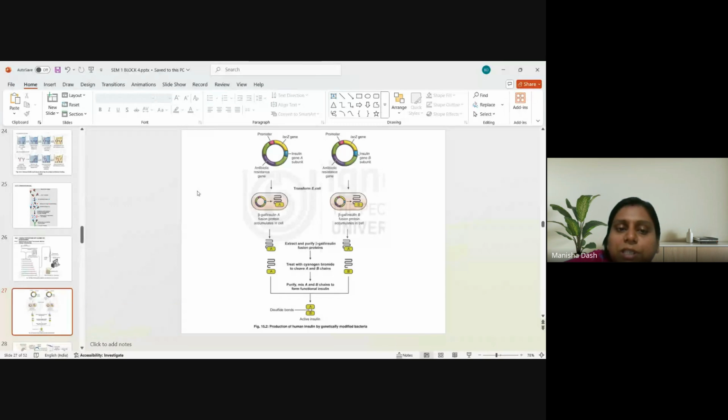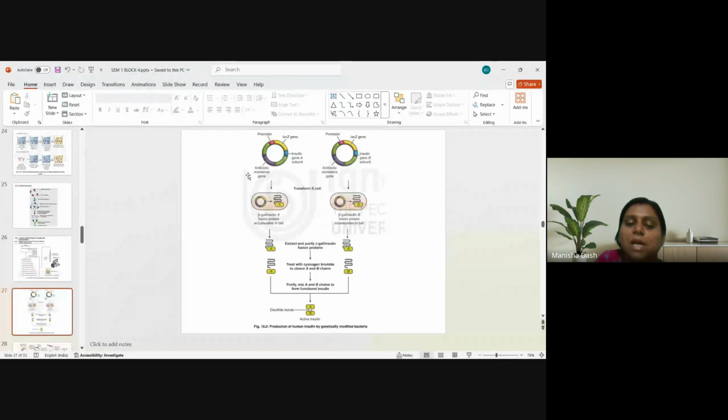We are transferring the genes into two different vectors. Separately, we are cultivating the A chain and the B chain, the A subunit and the B subunit of the insulin.